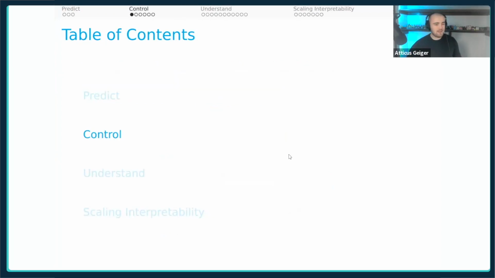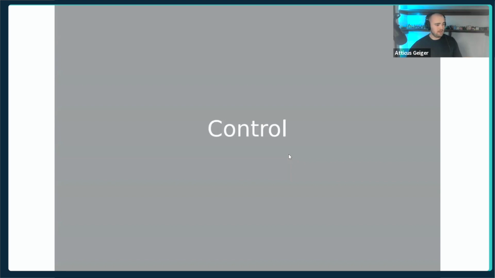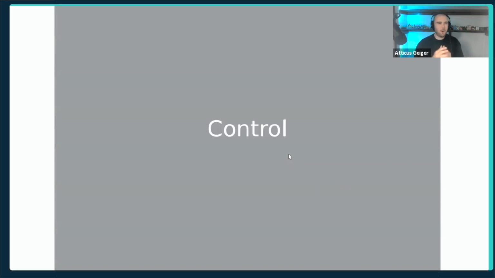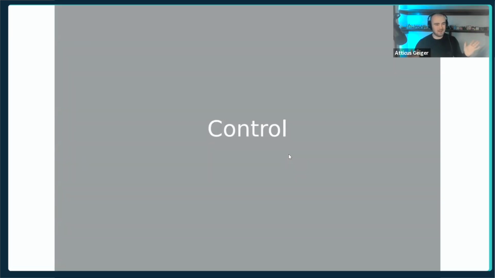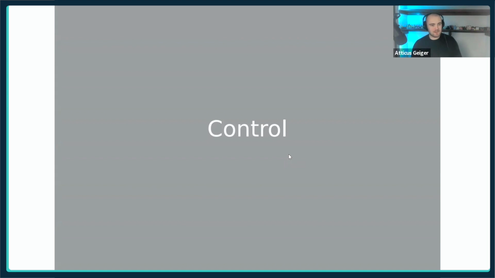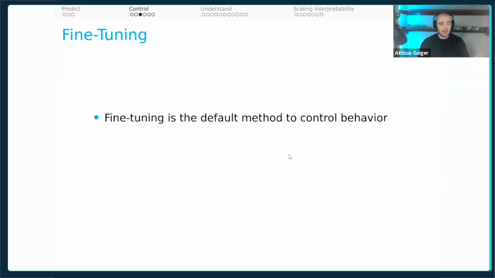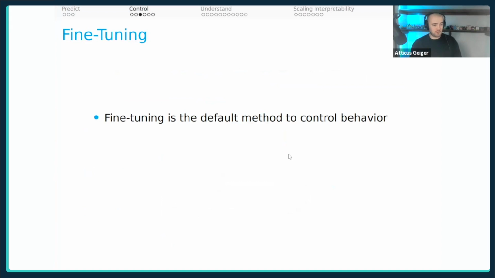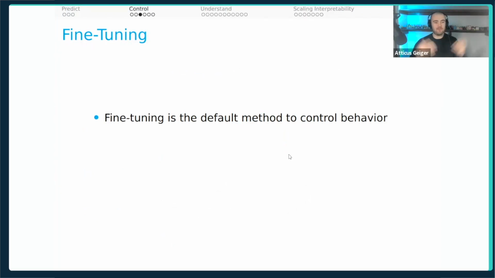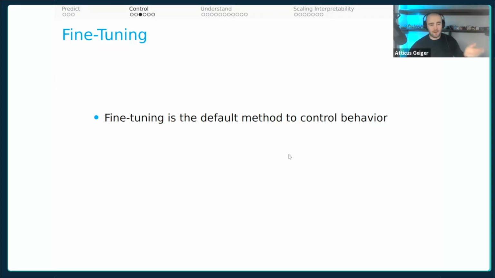Control is kind of a weird topic for interpretability, because I think all of machine learning is about controlling these objects in some way. Fine-tuning and prompt engineering are just ways we interact with large language model technology and try to get it to do particular things. I would say fine-tuning is a default method for control. It's a very powerful method that we should always think of as the obvious baseline when we're trying to adjust or align a model in some way.